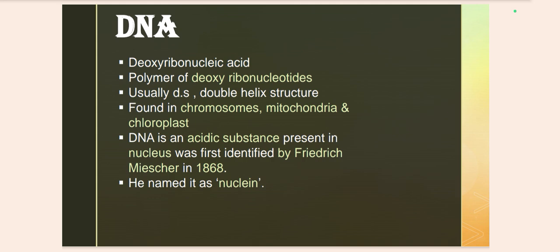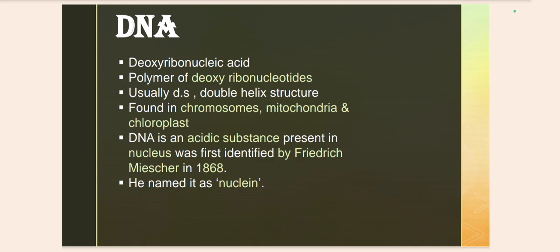As the topic is the overview of DNA, we all know that it is deoxyribonucleic acid. It is a polymer of deoxyribonucleotides. It is usually double stranded, with a double helix structure, and it is found in chromosomes, mitochondria, and chloroplast, which we know as the semi-autonomous organelles.